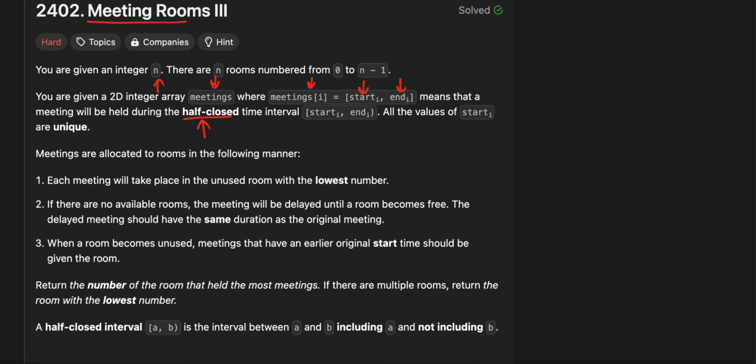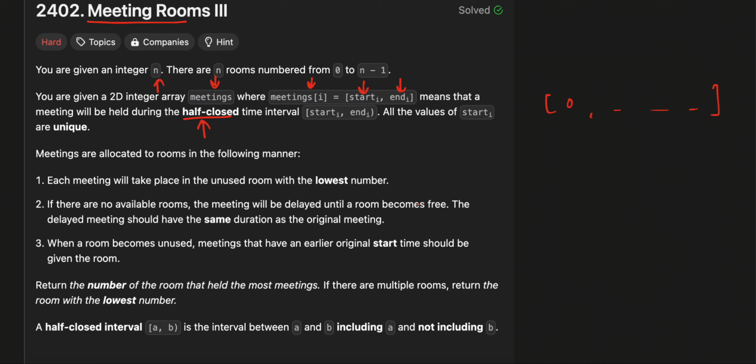After that, what are the requirements of this question? Meetings are allocated to rooms in the following manner. Each meeting will take place in the unused room with the lowest number. So if we have rooms numbered 0 to n minus 1, the next meeting will be held in the room with the lowest number. If room 0 is empty, the meeting will happen in room 0, since that is the lowest one. So we need to find the lowest one, and in that room the meeting can be held.